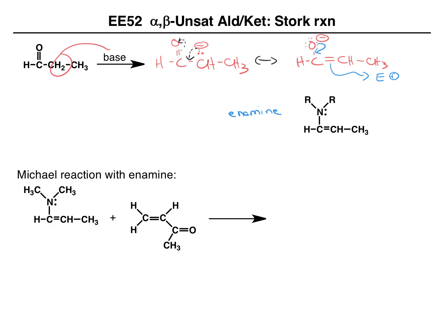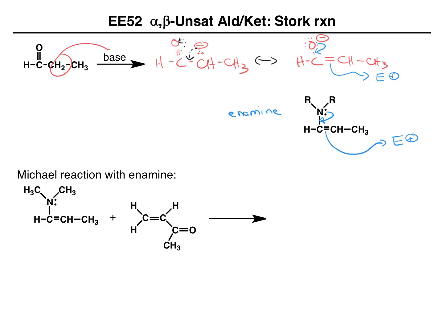So just as we can imagine these electrons fold in here to reform the carbonyl, pushing these electrons toward an electrophile, in the case of an enamine, these electrons can come in here to push the electrons toward some electrophile. So it is possible to alkylate this position of an enamine. So let's look at a Michael reaction with an enamine. So here we have our enamine, and here we have an alpha beta unsaturated ketone.